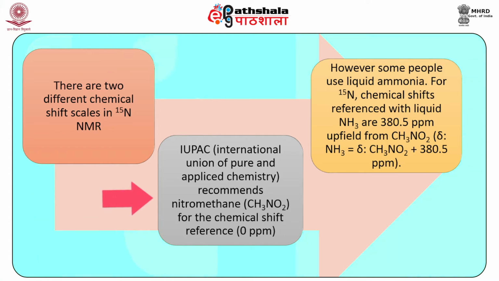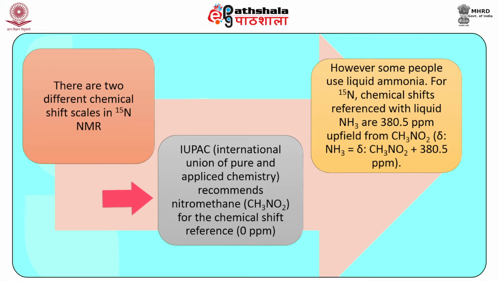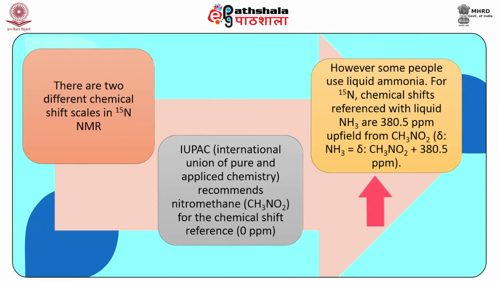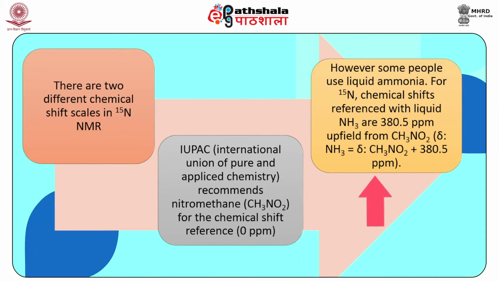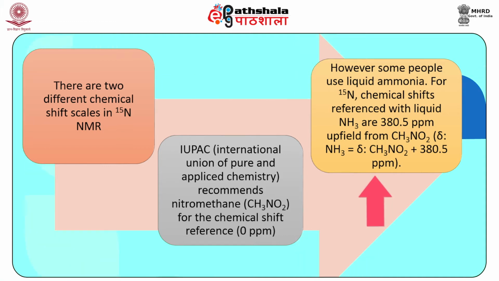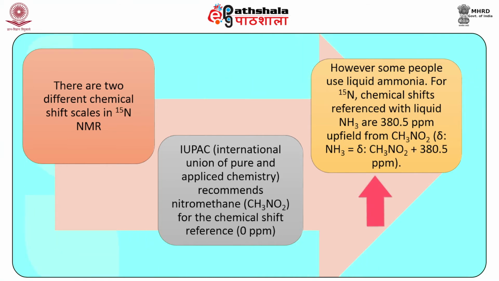There are two different types of chemical shift scales in 15N NMR. IUPAC, that is International Union for Pure and Applied Chemistry, recommends nitromethane as the chemical shift reference, and its value, just like TMS in the proton and carbon spectra, must be 0 ppm. However, some people also use liquid ammonia. For 15 nitrogen, chemical shifts referenced with liquid ammonia are 380.5 ppm upfield from nitromethane, that is delta for ammonia is equal to delta for nitromethane plus 380.5 ppm.